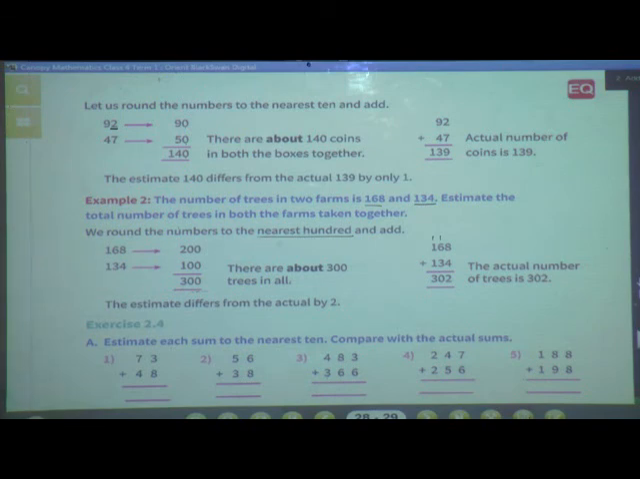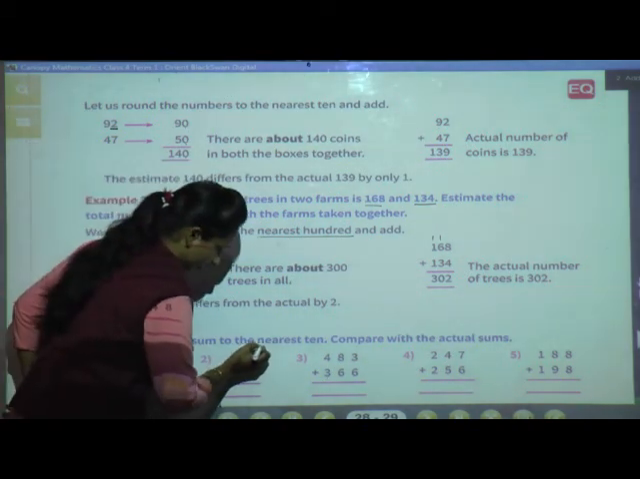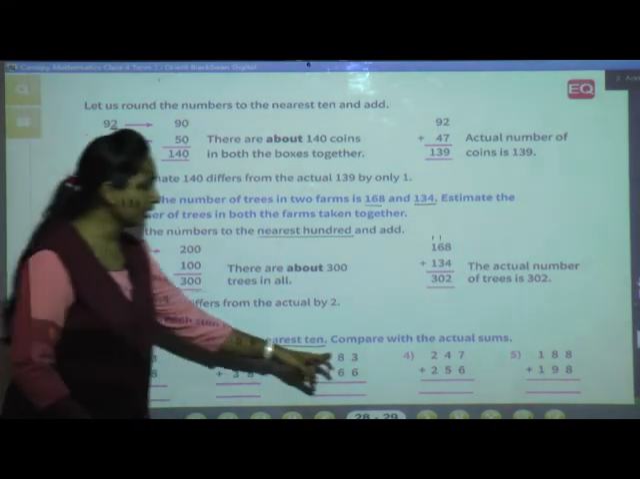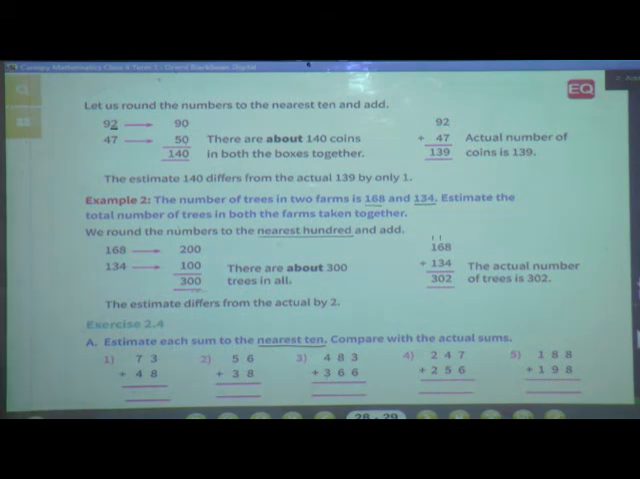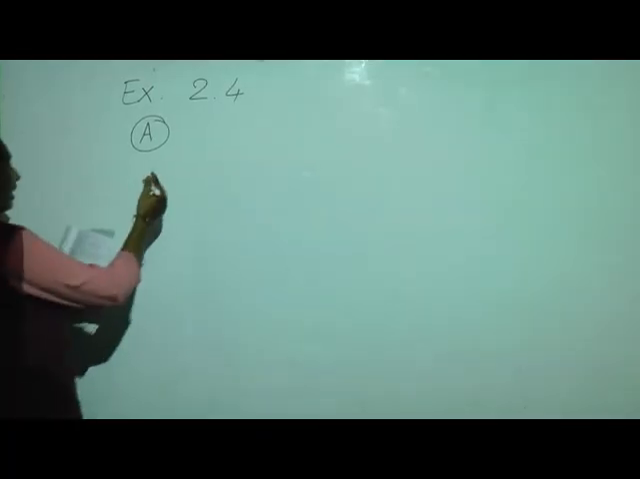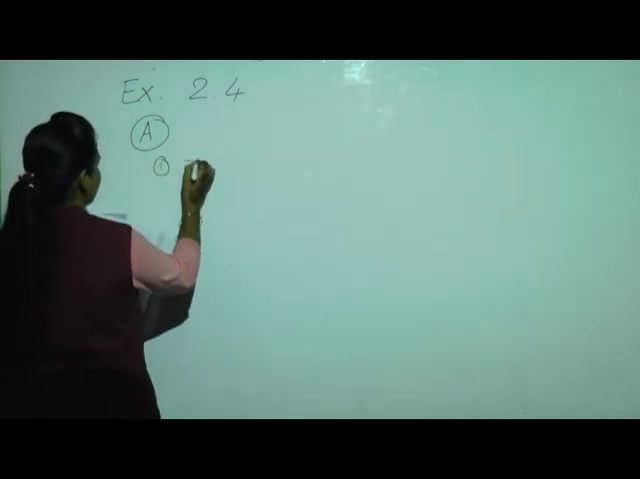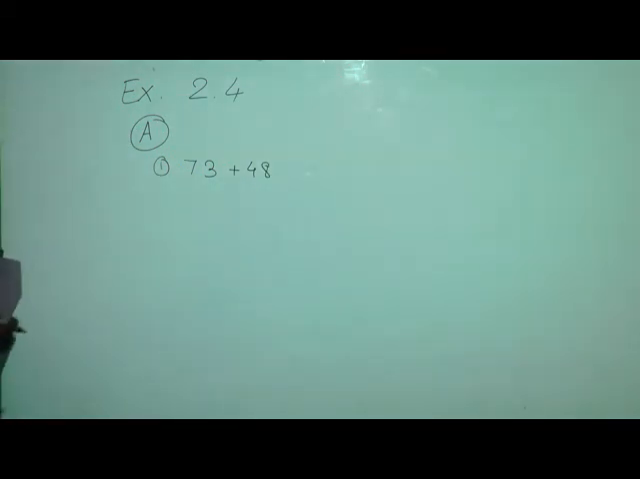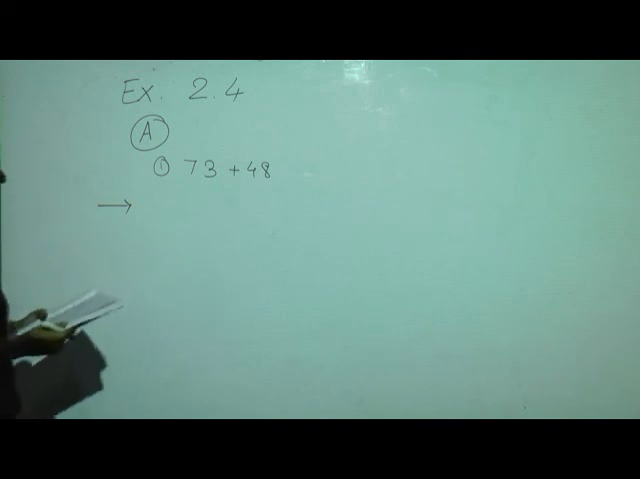Now we will solve exercise 2.4. What is the A question? Estimate each sum to the nearest 10. See, as I told you, these are all sums where we have to first find the nearest tens, then compare with the actual sums. Okay? Shall we do? Yes. Exercise 2.4, A question. What is the first one? 73 plus 48.